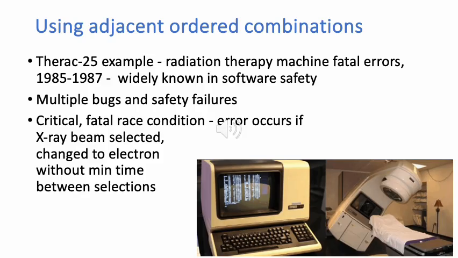but in particular there was a race condition where an error occurred if the human operator was moving a little too fast on the keyboard, and if they first selected an X-ray beam and then switched to an electron beam, the machine could do both X-rays and electron beams. And if there wasn't enough time between the selections, then it ended up sending X-rays instead. And of course, ionizing radiation at high power for long periods of time was very dangerous and fatal in a number of cases.